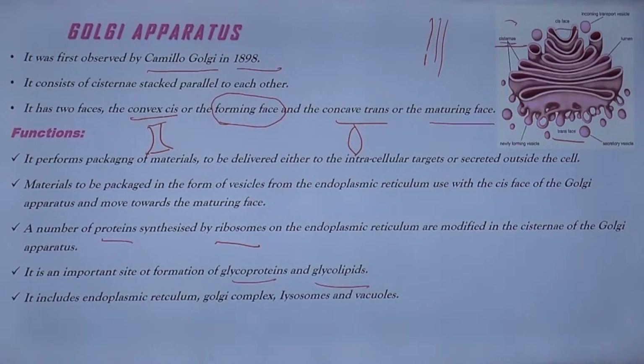And then last, it includes endoplasmic reticulum, Golgi complex, lysosomes and vacuoles. So what includes this? It includes endoplasmic reticulum, Golgi complex, that is Golgi apparatus, lysosomes and vacuoles. So these are all the parts present. In the amoeba, the Golgi apparatus and endoplasmic reticulum we have already seen. We saw rough and smooth endoplasmic reticulum, and then Golgi complex, and next we are going to see about lysosomes and then vacuoles.